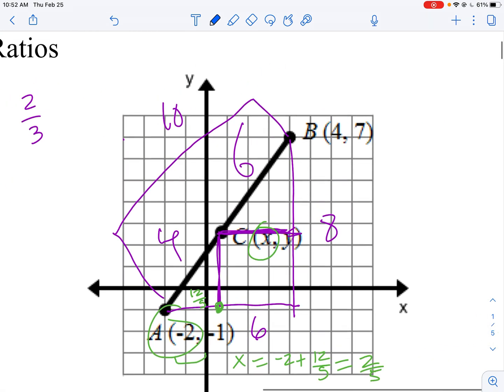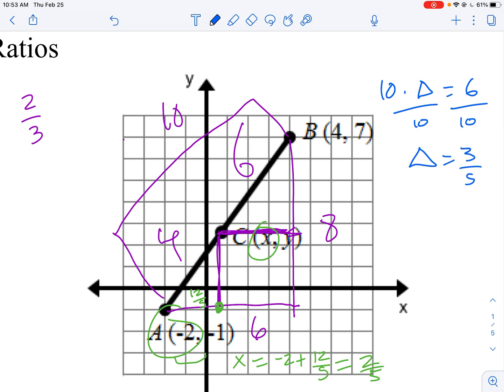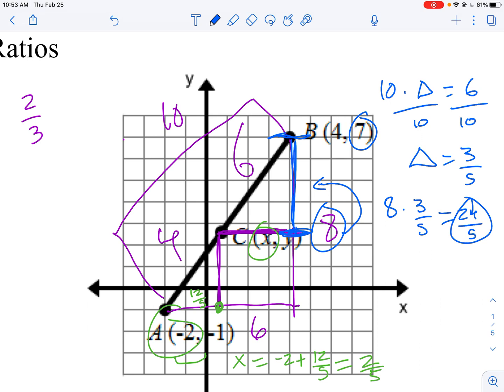So let's go ahead and figure that out. I'm going to use over here just 10 times something. I'm going to use a triangle because I used a question mark. It's going to equal 6 divided by 10, and the triangle is 3/5. So that's our scale factor. So I'm going to take 8 times the scale factor, and that'll give me that distance. 8 times 3/5 is going to equal that distance, which is 24/5. And now I know this entire distance. I can take 7, which is this y-coordinate, subtract off the 24/5, and that'll give me this point, which is the y-coordinate for this point.